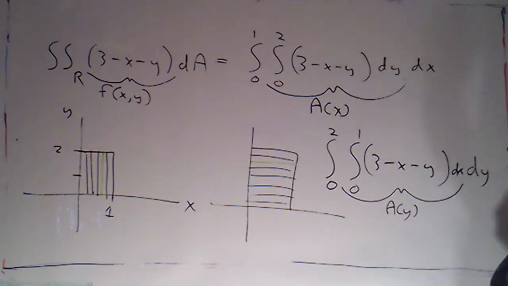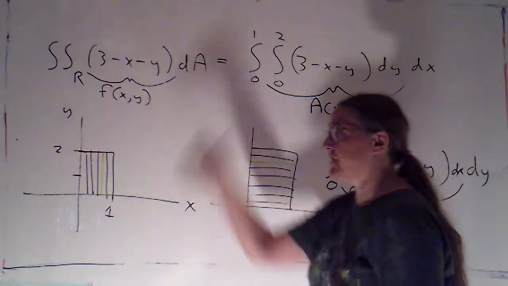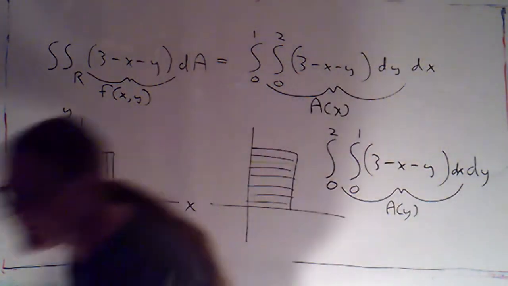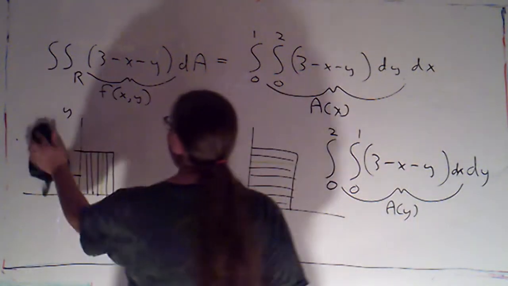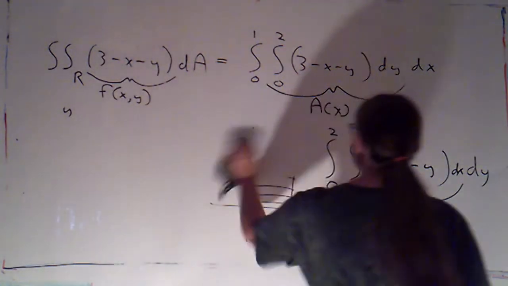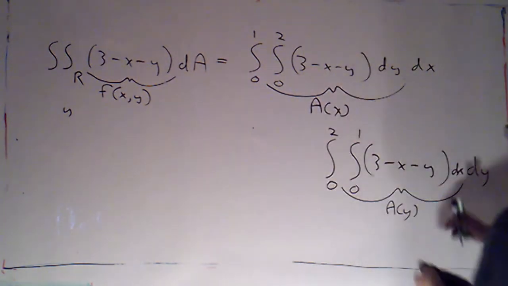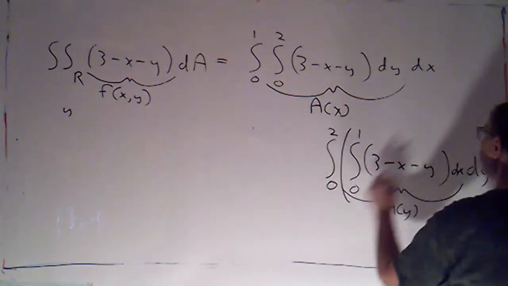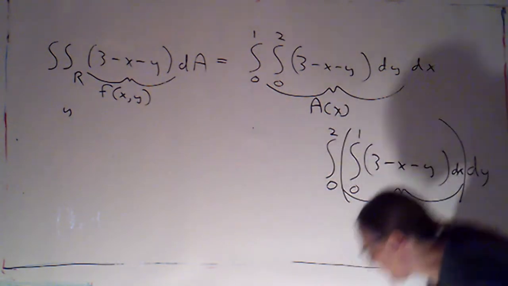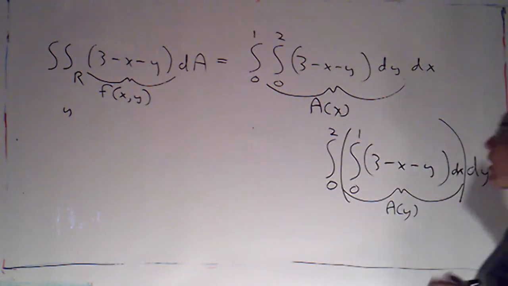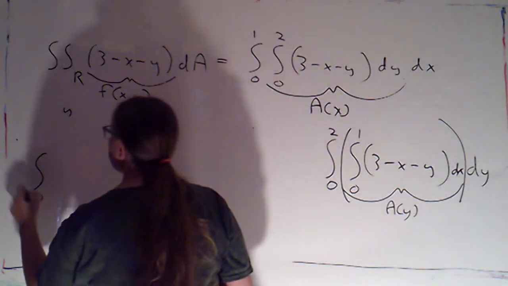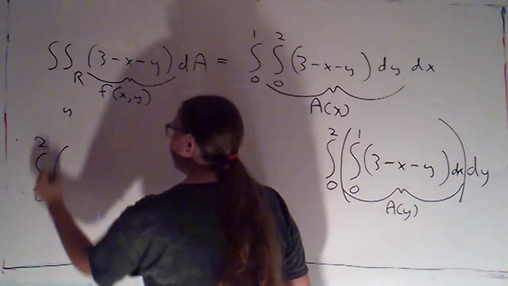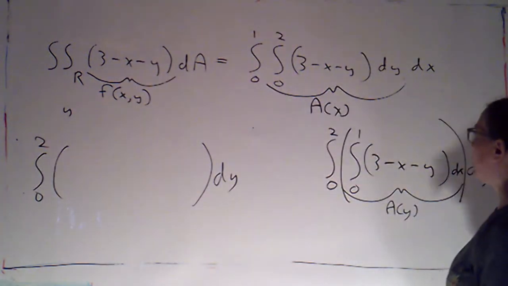Makes sense from a geometric perspective that it shouldn't matter whether I chop things into vertical slices or horizontal slices. I'm chopping it up into little pieces, I'm approximating, I'm adding, I'm taking the limit. It should work either way. Let's just real quickly confirm that. So I would be doing this inside integral first. So x is my variable, y is constant. So we would still have the integral from 0 to 2 dy. That's just sort of my shell. And inside of that, I'm doing this work.